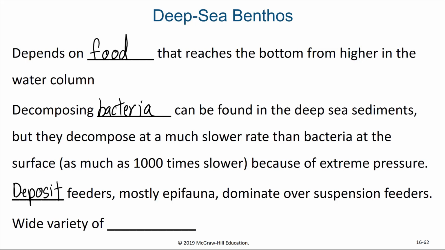And they will mostly be epifauna. This is more dominant over suspension feeders because there isn't a lot of food suspended in the water, but it will slowly settle as sediment over time. In the deep sea, there's also a wide variety of meiofauna. These are the organisms that live between the sediment grains in the sediments.